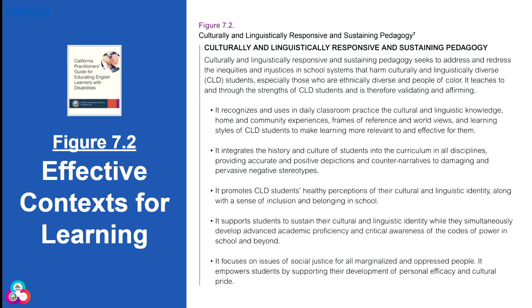In continuing the conversation around effective contexts for learning, it's important for us to take a look at as many resources that support us in meeting the needs of culturally and linguistically diverse students. In setting these effective contexts, we want to ensure that we are practicing cultural and linguistic knowledge of the home and community experiences. Integrating the history and cultures of our students, again, that engagement, to recruit engagement. And we also want to promote healthy perceptions of the various cultures and linguistic diversity that is in our classroom and focusing on issues of social justice. Again, these are effective contexts for learning, for engaging with all students if we truly want to engage in culturally and linguistically responsive and sustaining pedagogy.